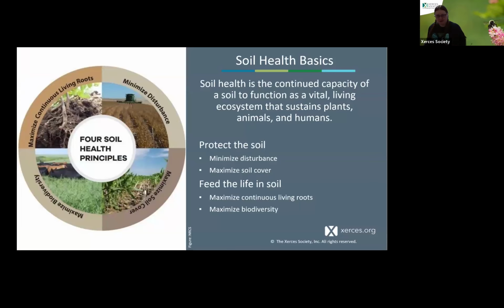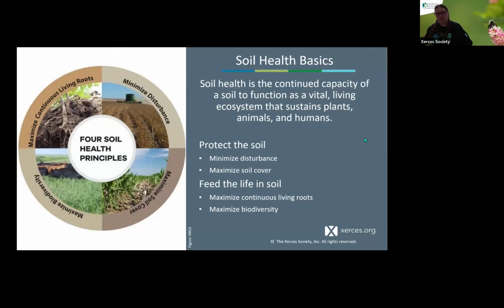So to align with the soil health basics that we're all used to, these 4 soil health principles are also integral in conserving and protecting the soil invertebrates and soil life in general, all of the animals in the soil. So we want to define soil health as the continued capacity of a soil to function as a vital living ecosystem that sustains plants, animals, and humans.